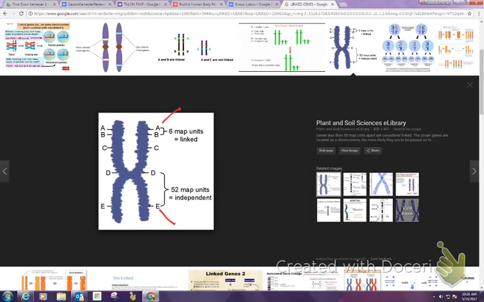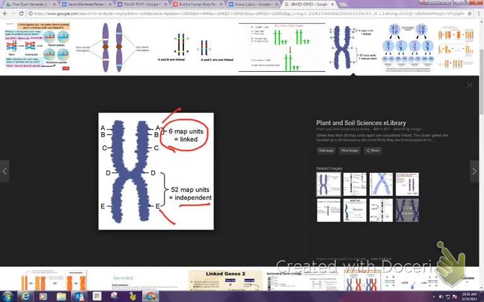And so they have measured these in what they call map units. The larger the number of map units, the more likely there is to be crossing over in that position. So if you look between genes D and E, 52 map units. These can be assorted independently with good reliability. Whereas only 6 map units are found between genes A and B, and so those are likely to be linked genes that would be inherited together.